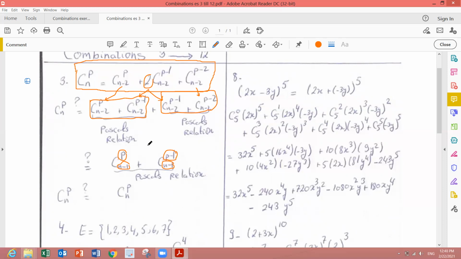The last step, we have two combinations. The lower number is the same, the upper numbers differ by 1. I add 1 to the lower number. N minus 1 plus 1 will be n. And between the upper numbers, I take the greatest, which is P, which is C n, P. We get this equality.